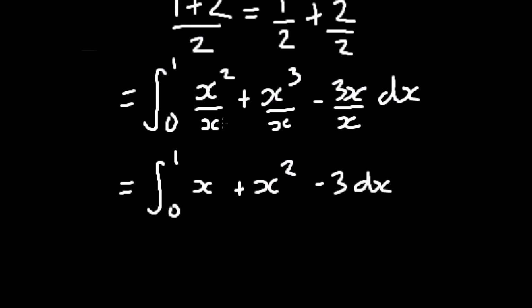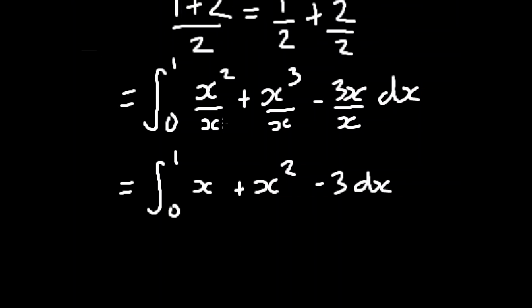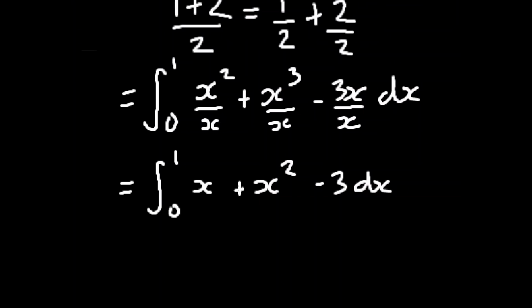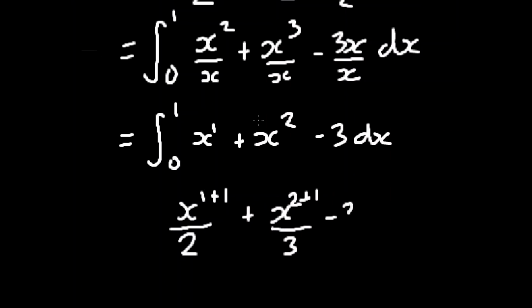Okay, now that we've done that, that makes it so much easier. Really, really easy. Now, to integrate this, everywhere you see anything to the power of 1 with that x, it will become x to the 1 plus 1, and you take that value at the top and you put it down the bottom. Okay, so the next one becomes x to the 2 plus 1, and that value goes down the bottom. Now this last bit, that 3 is like saying it's x to the power of 0, and we add 1, and we put 1 down the bottom.